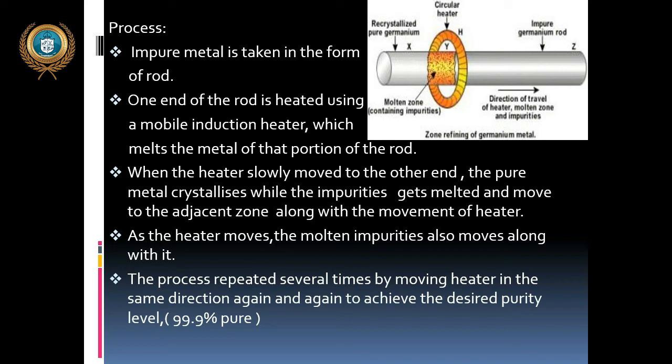As the heater moves, the molten impurities also move along with it. And the process is repeated several times by moving the heater in the same direction again and again to achieve the desired purity level. So as I said, the desired purity means we'll get 99.9% pure metal extracted with the zone refining process. So students, please watch the video here. You will get a better understanding when you watch the video.